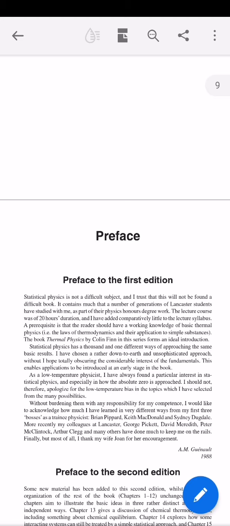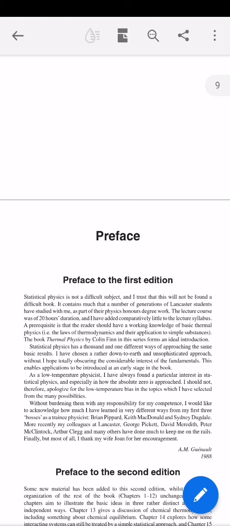Without burdening them with any responsibility for my competence, I'd like to acknowledge how much I've learned in very different ways from my first three bosses as a trainee physicist: Brian Pippard, Keith MacDonald, Sidney Dugdale, and then more recently my colleagues at Lancaster, George Pickett, David Meredith, and Peter McClintock, Arthur Clegg, and many others have done much to keep me on the rails. Finally, most of all, I thank my wife Joanne for her encouragement.